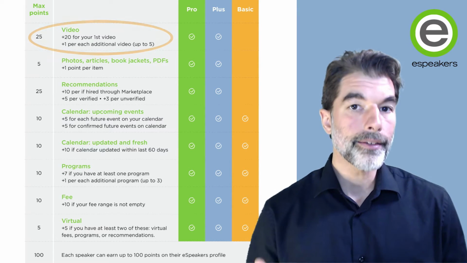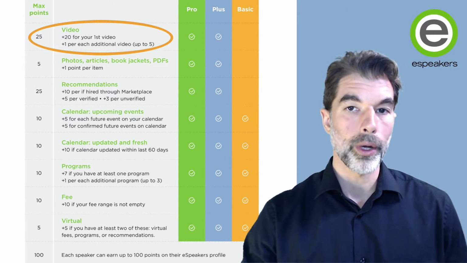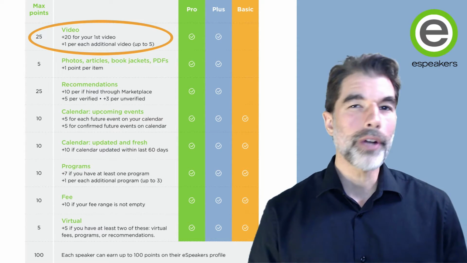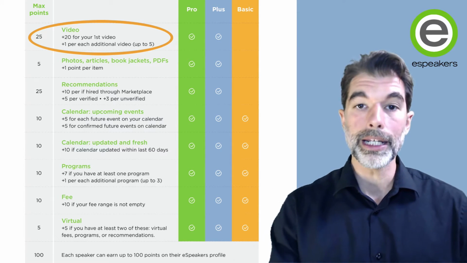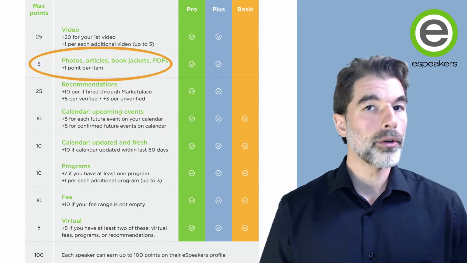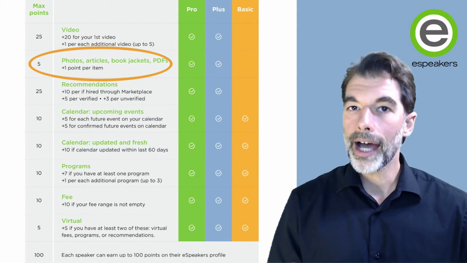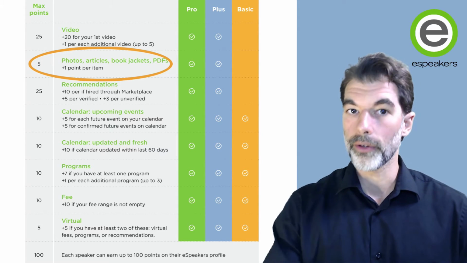The biggest item you can put in is video. Video gets up to 25 points, with up to 6 videos on your profile. These are great to show you speaking in front of an audience. One of these could be a video directly to meeting planners. You also get a point for every photo, article, book jacket, or PDF that you upload. It's good to have some photos of you speaking in front of an audience or professional photos.